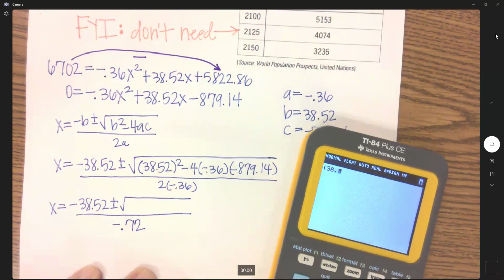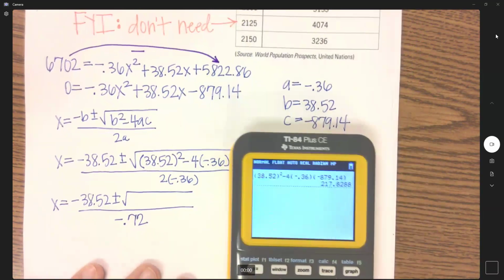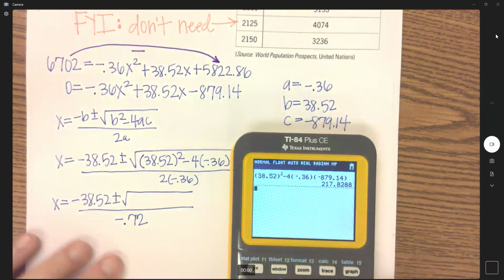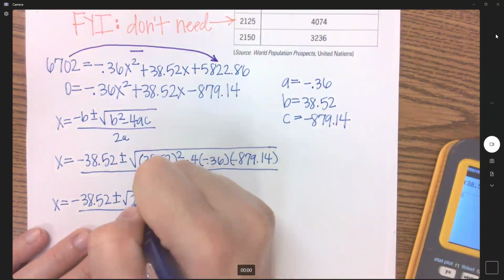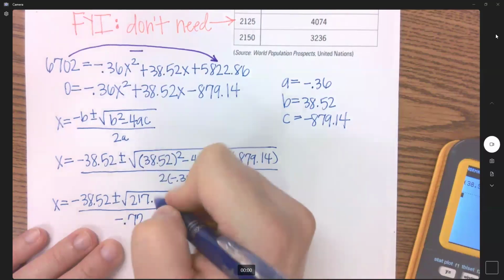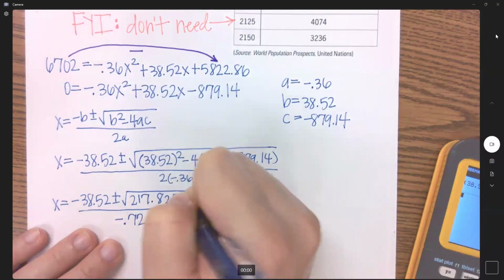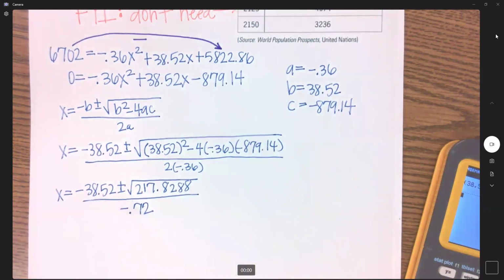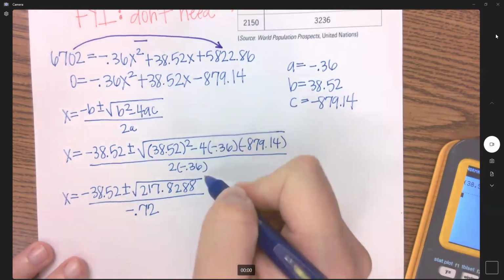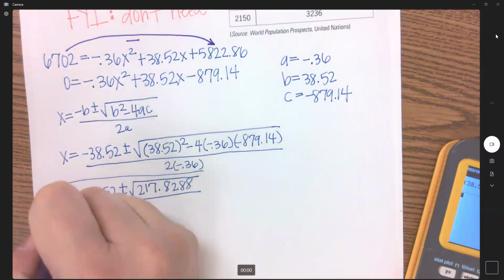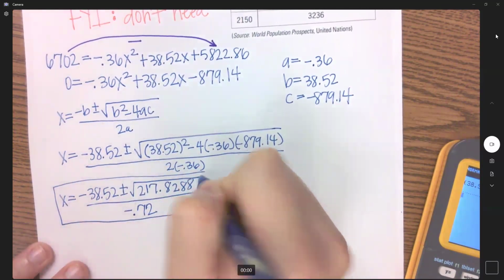Okay, I'm just going to write all those decimals down. 217.8288. Okay, so now let's get our two answers. I'm going to go ahead and put a box around this, but that's not my final answer.